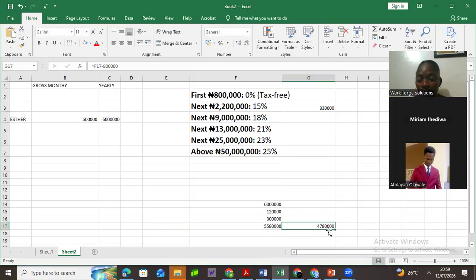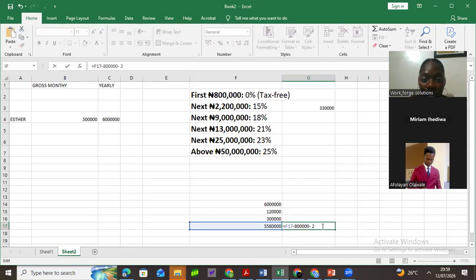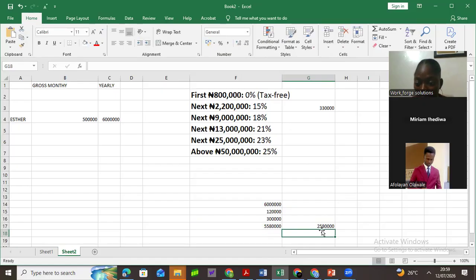So we have to redo. But 15% of 2.2 is also 330. So we are correct there. Now this minus 2.2 because we've used 2.2 up. So what's left? 2.580. Our left is what? 2.580.